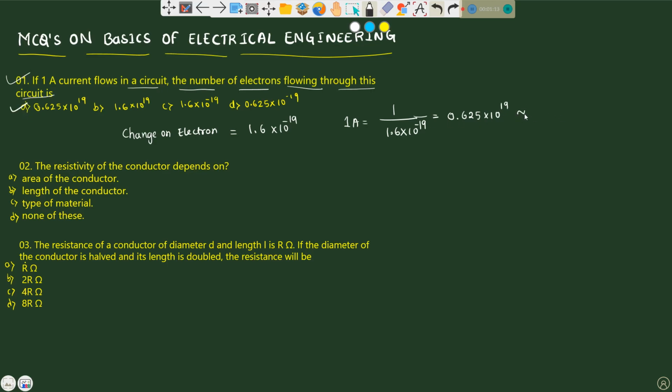In some cases they may give an option called 6.25 into 10 raised to 18. So this is also correct. They are just shifting the decimal point.